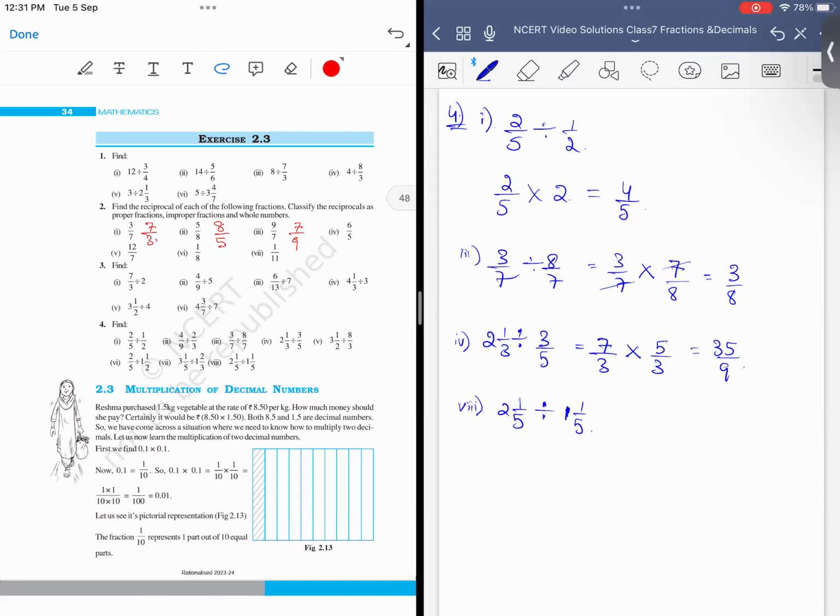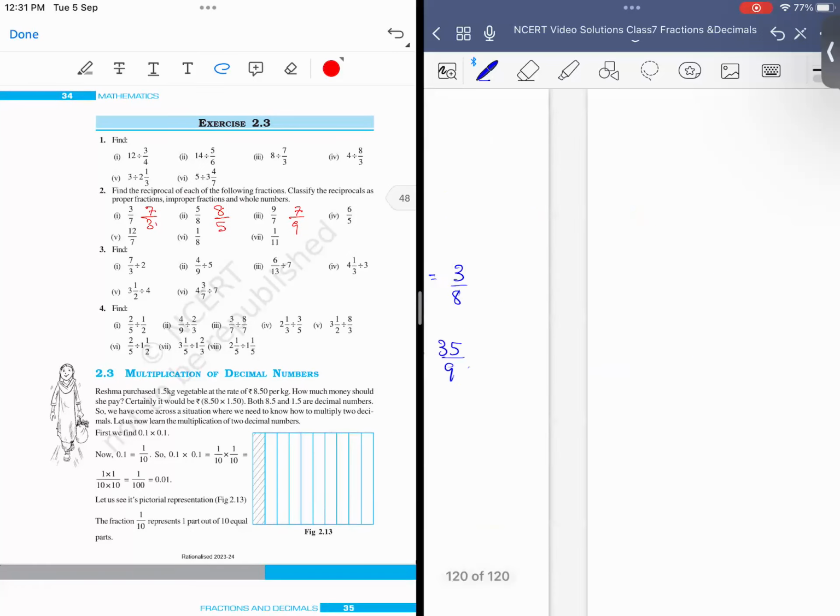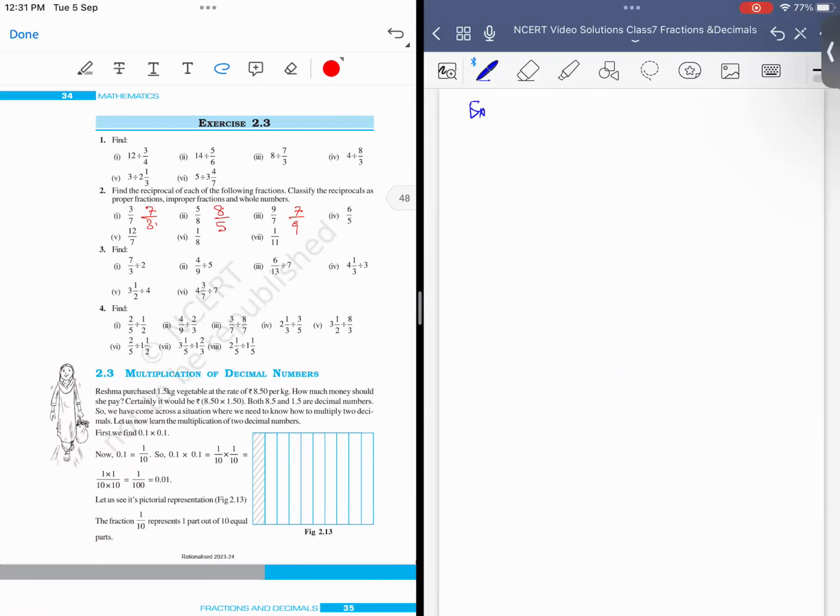You first convert this to improper form. So it is 11 by 5 divided by 6 by 5. So 11 by 5, division changes to multiplication and the reciprocal of the second fraction, 5 by 6. Now we can factor out 5 and 5 from numerator and denominator. Okay. So the remaining product we get is 11 by 6, which is in simplest form. Okay, so that's it. Now let's move on to the next exercise, exercise 2.4.